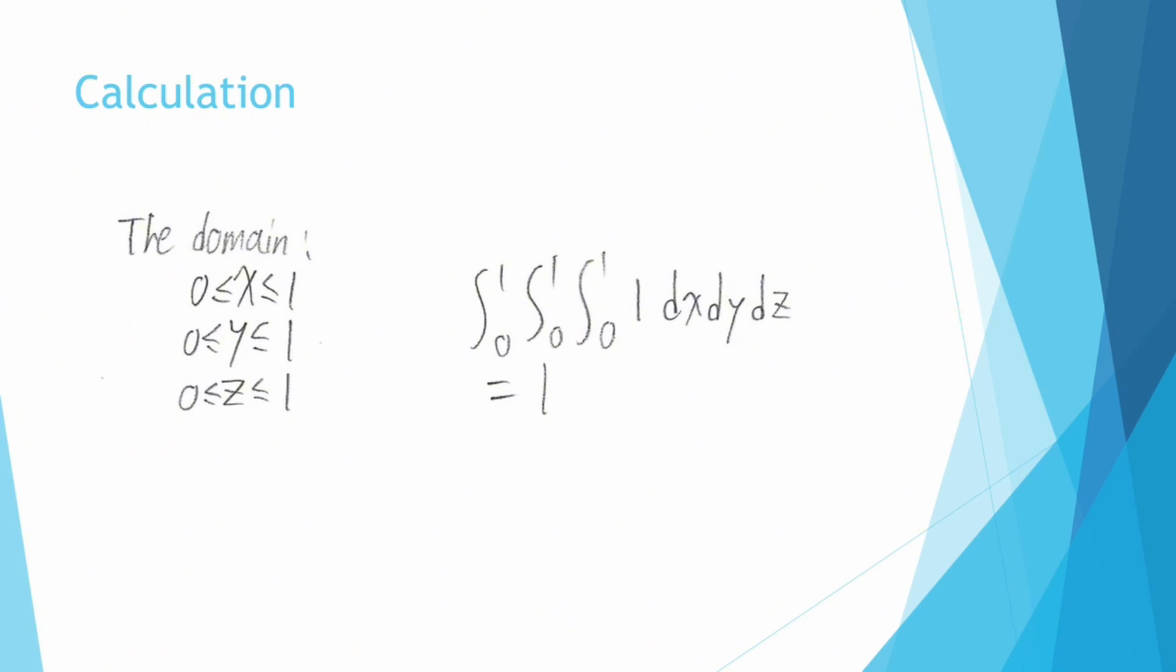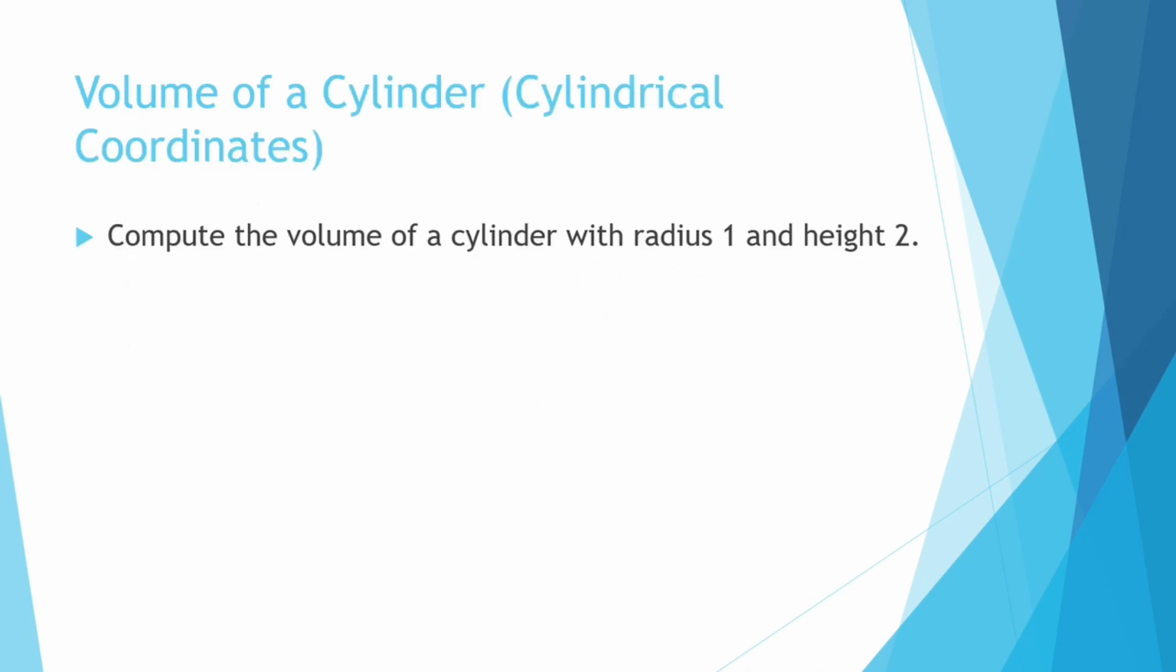Next, integrate with respect to y from 0 to 1. The integral of 1 with respect to y is y. Evaluate from 0 to 1, which again gives 1. Finally, integrate with respect to z from 0 to 1. The integral of 1 with respect to z is z. Evaluate from 0 to 1, giving 1 once more. Multiplying these together, we get our final result: the volume of the cube is 1 cubic unit.